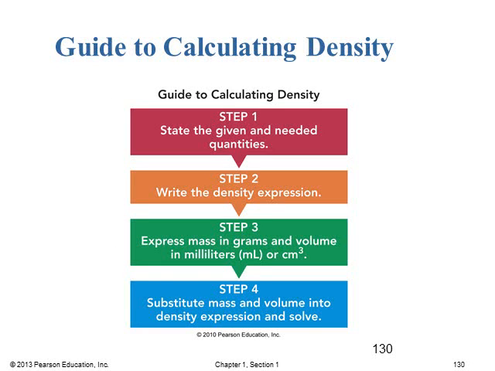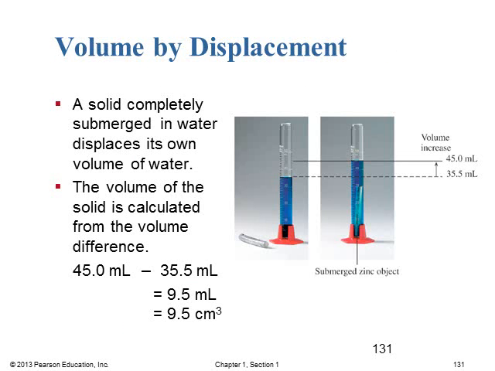Here is a quick guide that you can use to calculate density. You state again the given and needed units. You write down the density equation, so you can figure out what can go where. If the densities are in grams per milliliter, you want to make sure that your masses are in grams and your volumes in milliliters, and make any conversions that you may need to. Then plug it in and solve, and make sure that you check the number of significant figures.